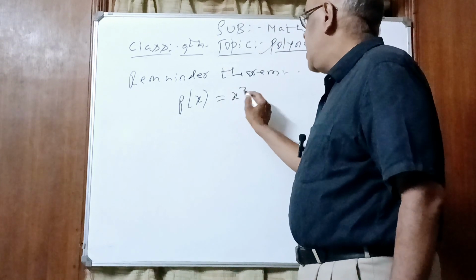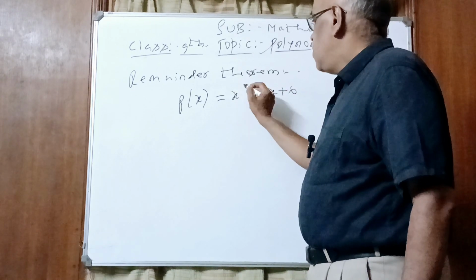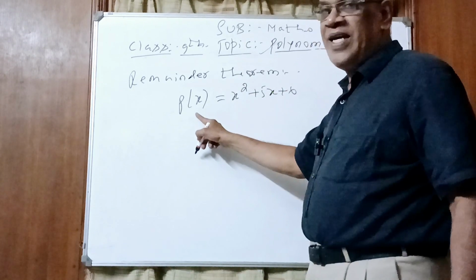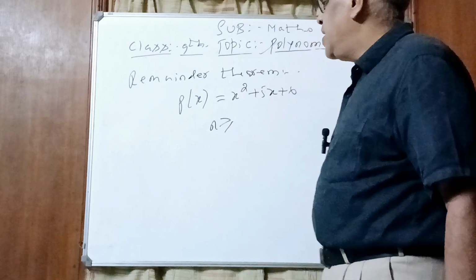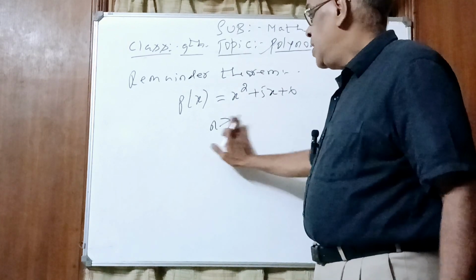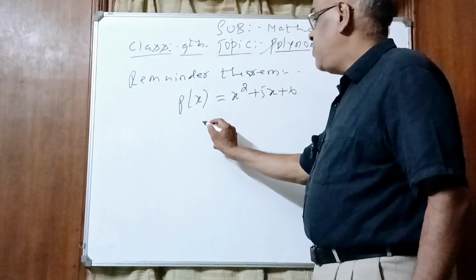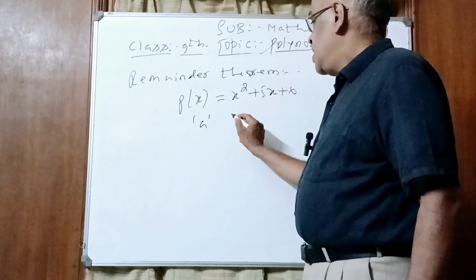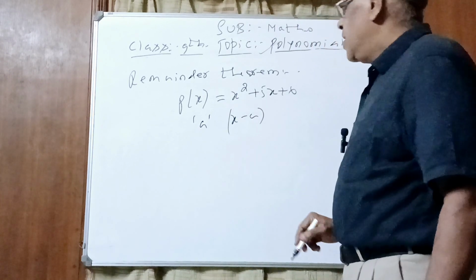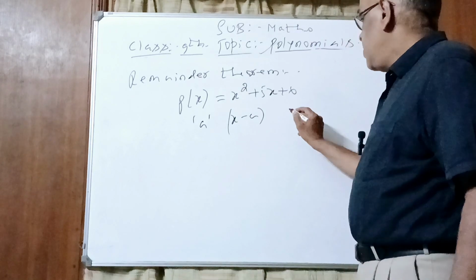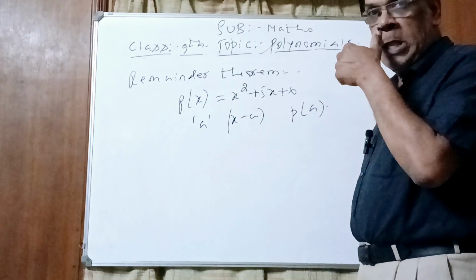Let us say x square plus 5x plus 6. So, what is the degree of this polynomial? n greater than or equal to 1. Degree 2. Condition satisfied. Let a be any real number. If p of x is divided by x minus a, then what is the remainder, children? Remainder is p of a.